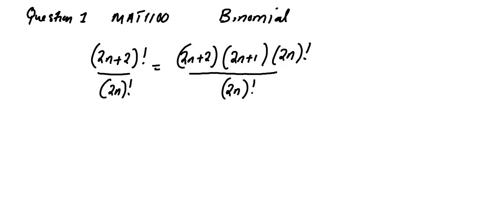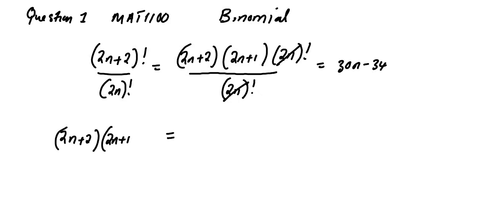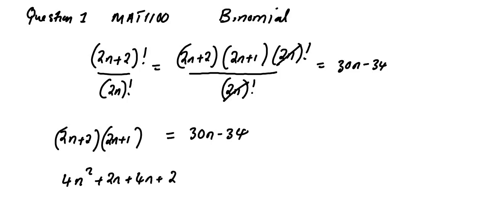Now because the 2n is together in the brackets and the factorial is outside, it simply means these are together with the factorial. They are both being affected by the factorial. This is why we are able to cancel them like this. Now, this whole expression was equated to 30n minus 34, by the way. So we have (2n plus 2), then (2n plus 1), equated to 30n minus 34. Then we can simply expand this part. This is going to give us 4n squared plus 2n, then plus 4n, then plus 2 is equal to 30n minus 34.